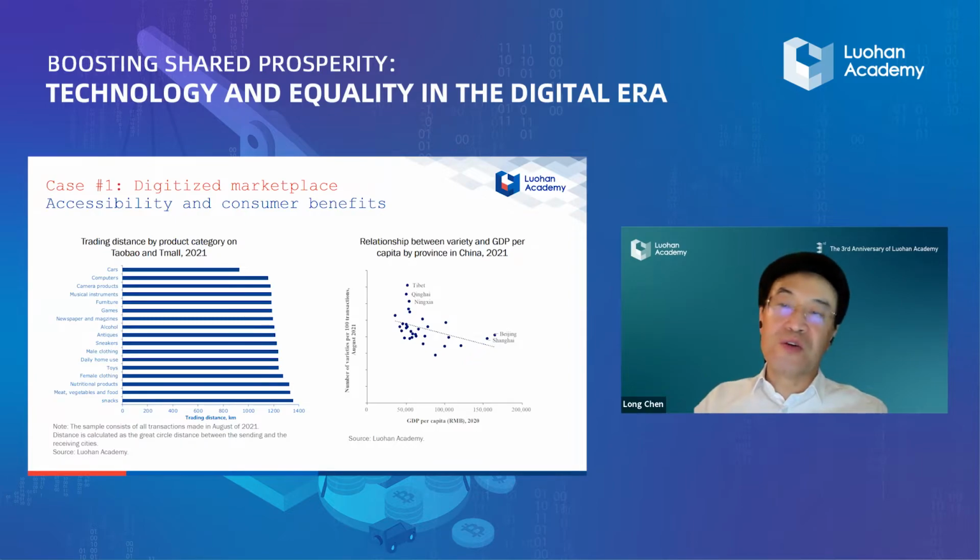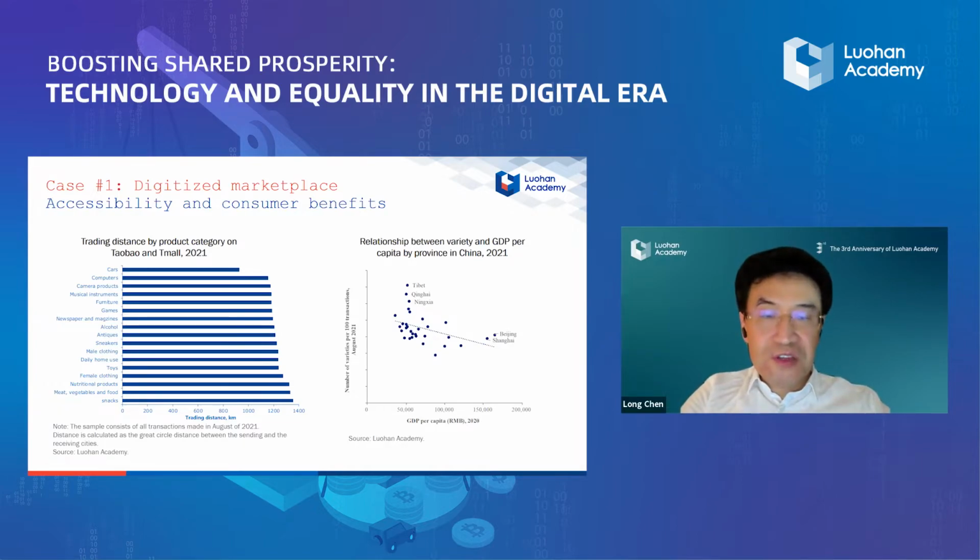the regions with lower per capita GDP, the consumers buy higher varieties, and that is not surprising. People in the less developed regions do not have very good supermarkets, so they can buy a lot of things through e-commerce to satisfy their needs. And so that is the inclusive, the more equal part of availability.